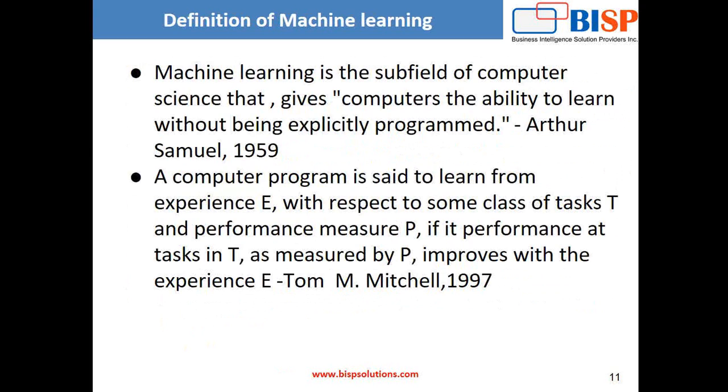What is the definition of a task? A task is nothing but an activity that we are doing. Any task is measured with a performance, say P, and if the performance improves with the experience, then it is called machine learning. Experience here is nothing but learning. The performance is nothing but a measure of a task. How will you measure a task outcome? And a task is nothing but an activity.